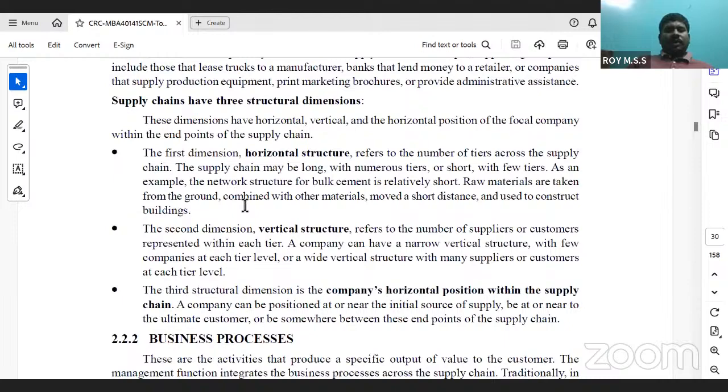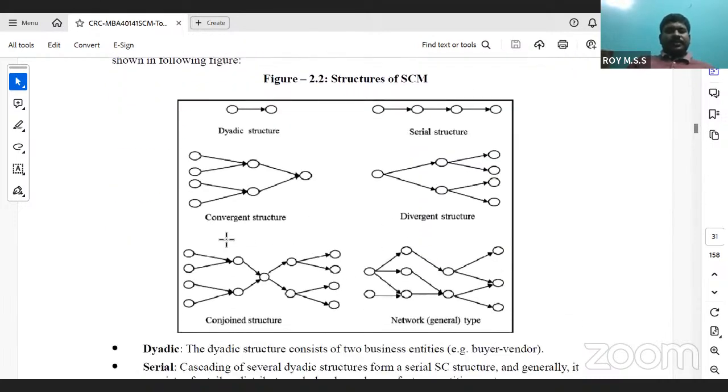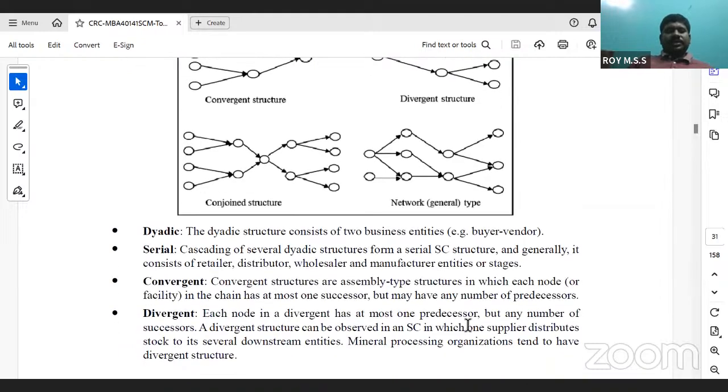Network structure is horizontal, vertical, and the company's horizontal structure. So these are the structures: convergent structure, divergent structure, conjoint structure, and network joint structure.